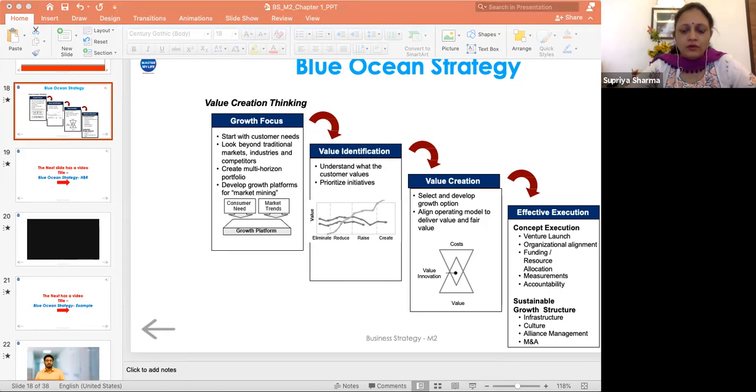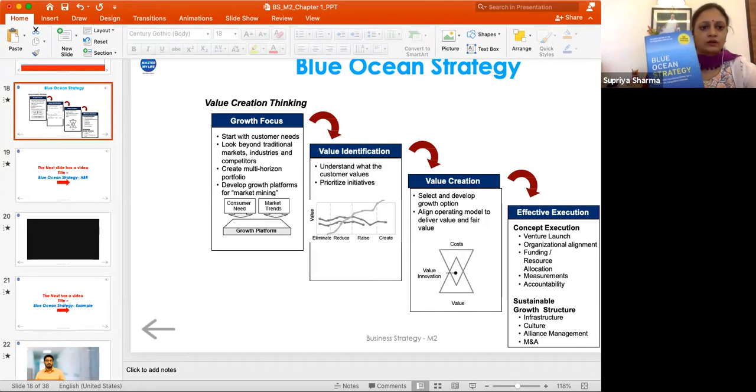Okay, so now we come to blue ocean strategy. This is another very beautiful model. And if you want to know more about it, then you can read this book, a very nice book, Blue Ocean Strategy by Chan Kim.